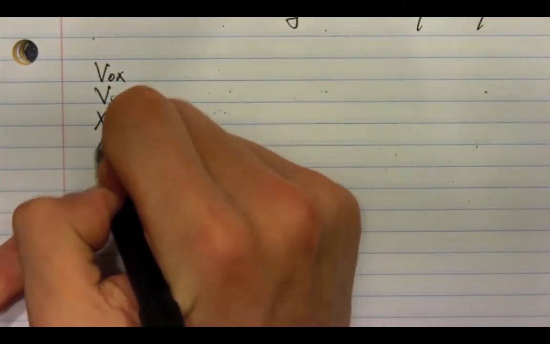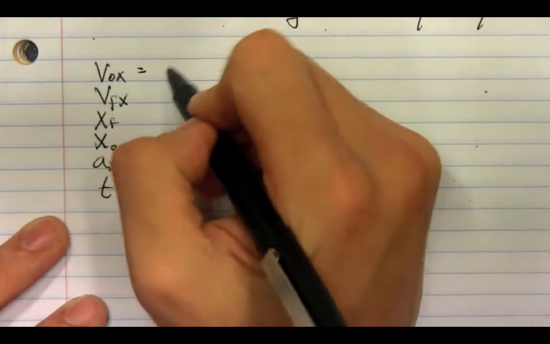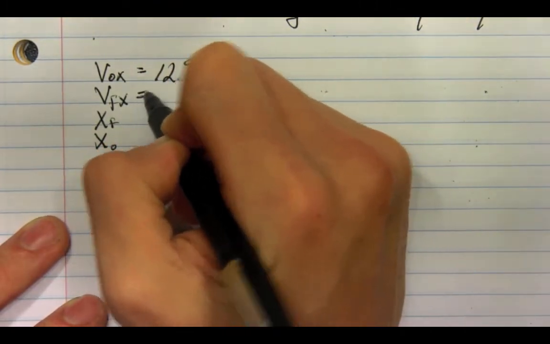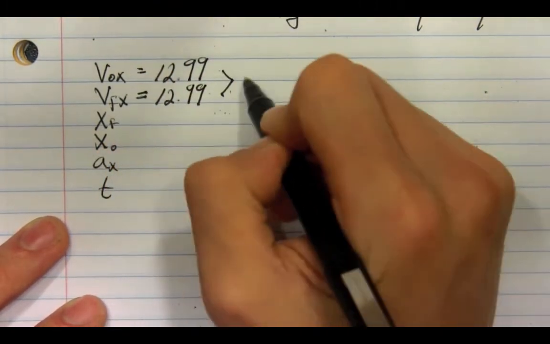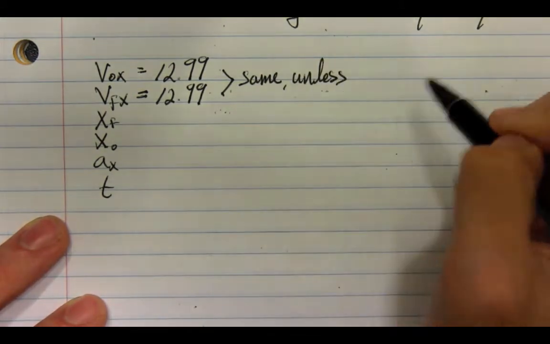I'm going to create my list of variables. Always start off with your list of variables. And I'm going to write down the information that are known and that are determined. The 12.99 was found from the beginning of the video.